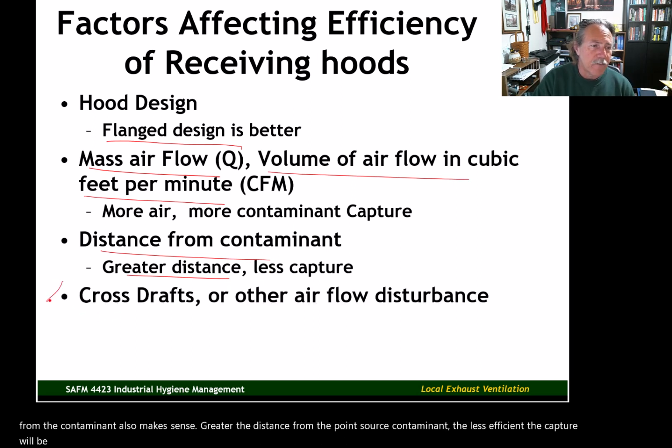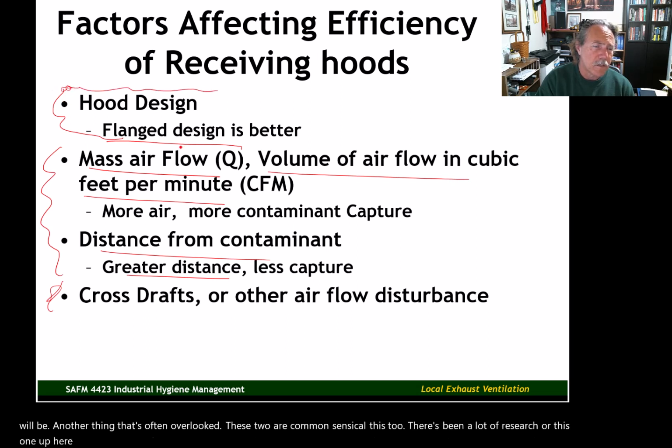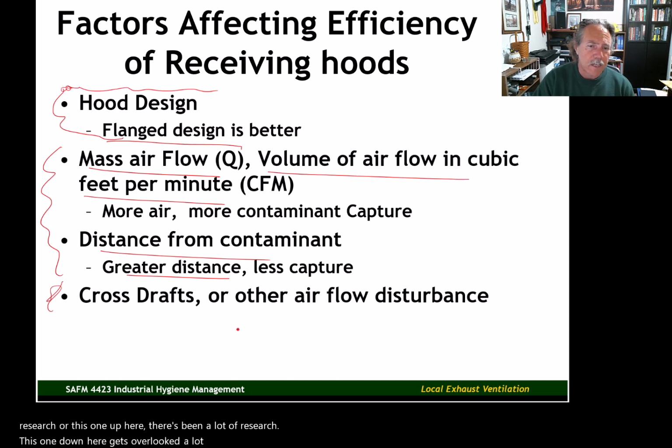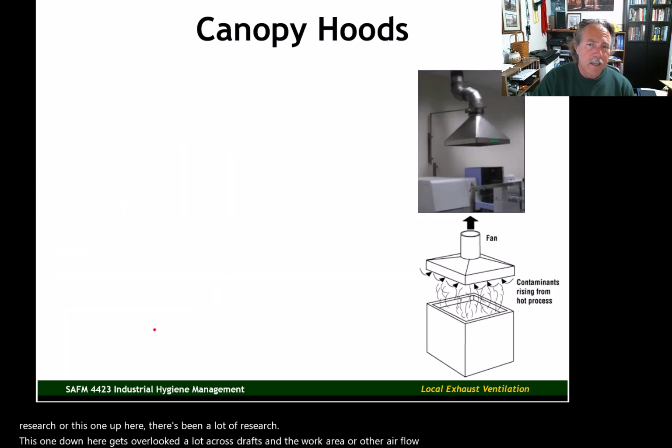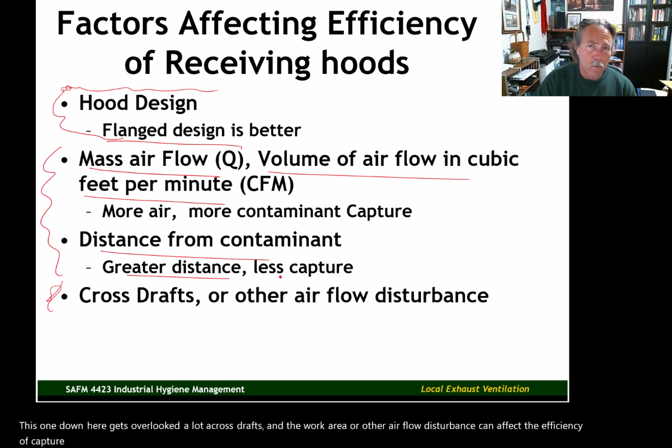Another thing that's often overlooked, though, these two are commonsensical. This one up here, there's been a lot of research. This one down here gets overlooked a lot. Cross drafts in the work area or other airflow disturbance can affect the efficiency of capture for receiving hoods.